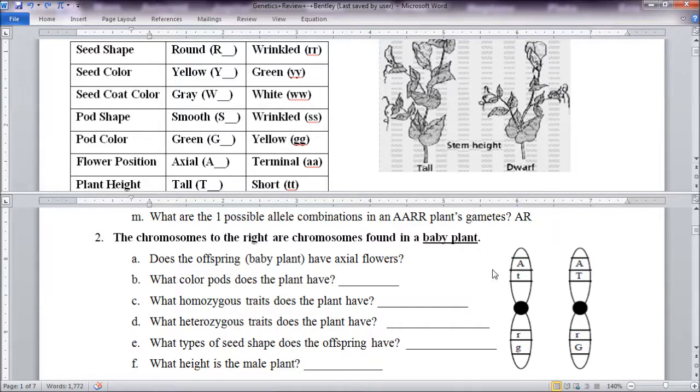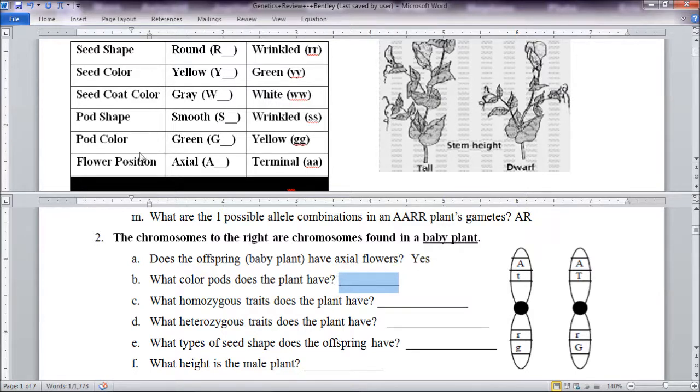Well, inside each of those chromosomes are our genes, and that's why we always talk about them coming in pairs, is because we have 2 copies of each. So in this case, here's this plant's 2 copies. So we want to know if it has axial flowers, and axial is capital A, and the answer is yes, because it has at least 1 capital A.